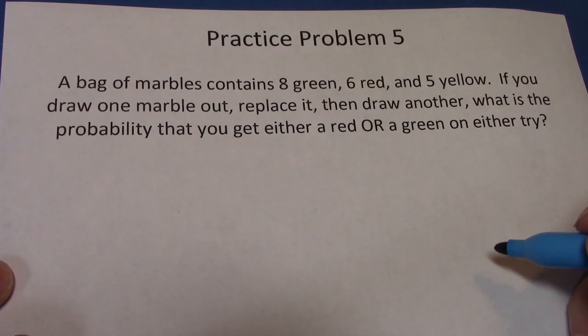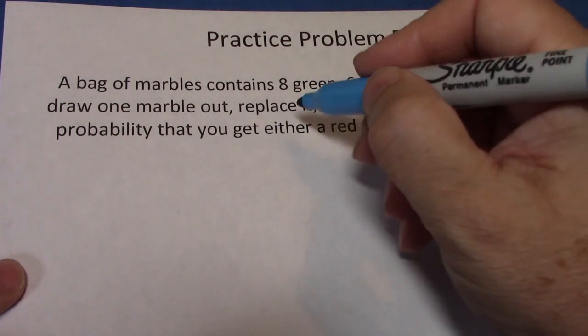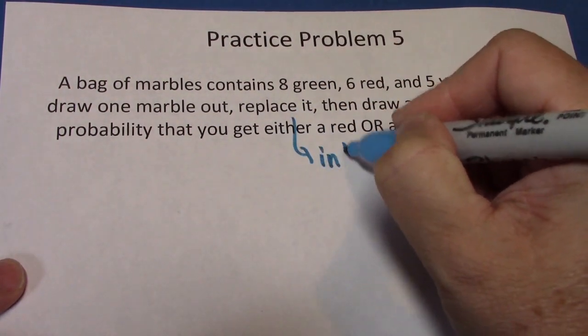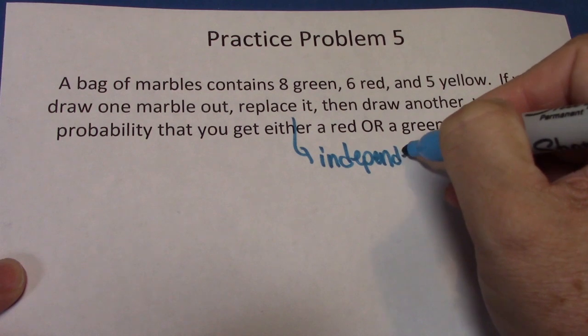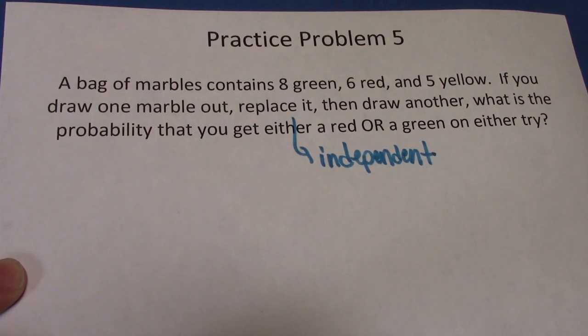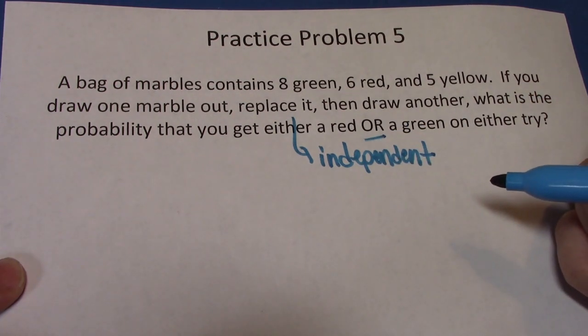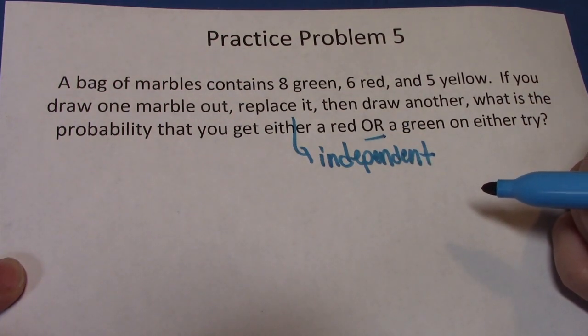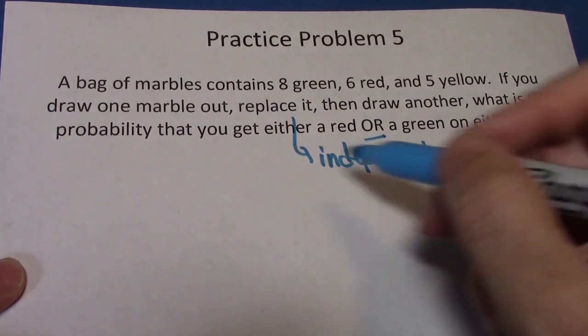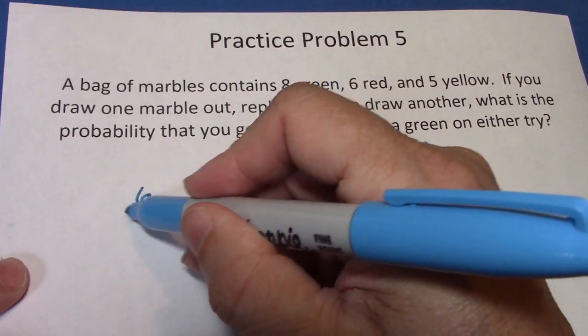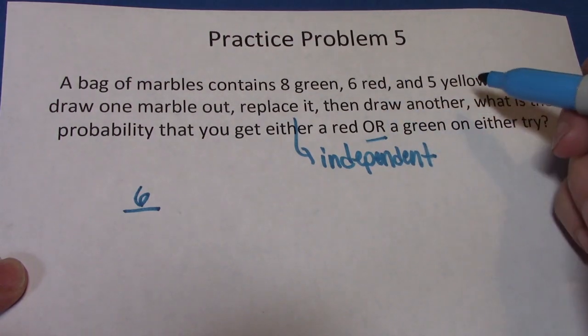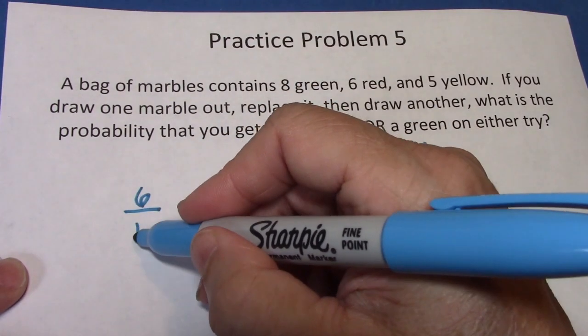Problem number 5. A bag of marbles contains 8 green, 6 red, and 5 yellow. We're going to draw one marble out, replace it, that means independent, then draw another. What is the probability that you will get a red or a green on either try? Okay, so on our first try, let's do the red. Success is 6 red, and the total number in the bag is 19.